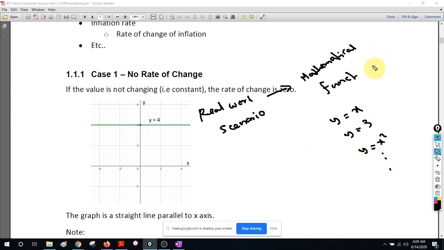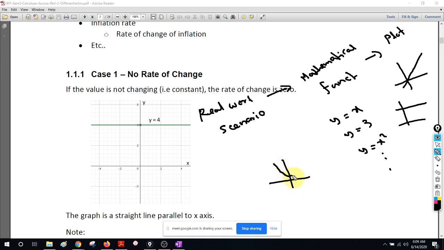So once we map it to the mathematical function, you can look at it or plot it. Then you can visualize and understand this. If it is y equal x, we know that the growth is something like this, right? If it is y equal 3, we know that it's sort of a constant, it is at 3. If it is y equal x squared, we know that it shrinks like this and then grows like this, right? So it can be even more and more complicated things.